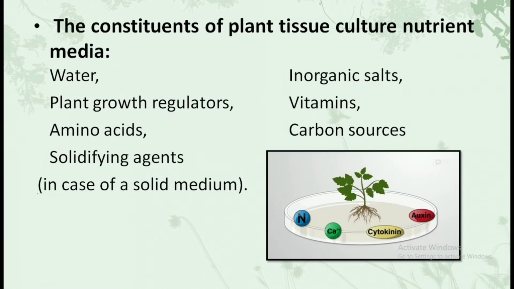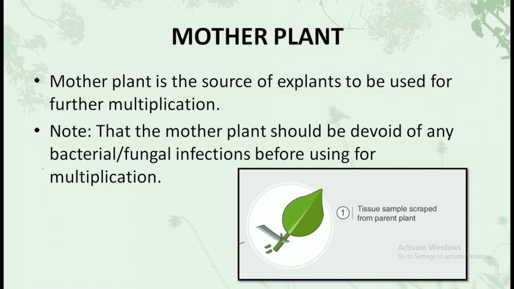So let's discuss the constituents of the plant tissue culture nutrient media. We mainly require water, inorganic salts, plant growth regulators, vitamins, amino acids and carbon sources. But in addition, if we are using any solid medium for the purpose, we would also require some solidifying agents. So let's discuss a few of the important words.